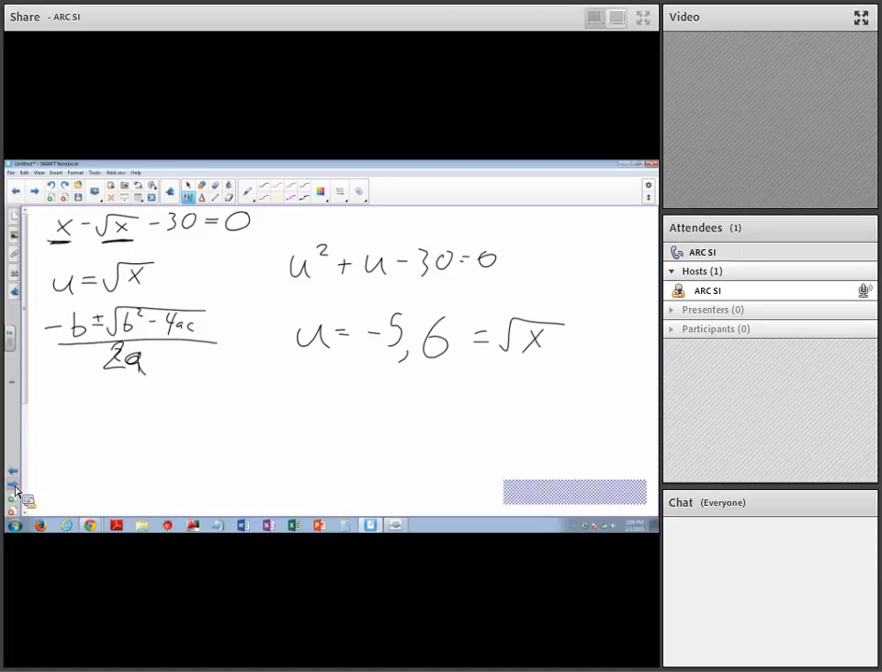So square root of x equals 6, so I have to square it to get rid of the root. You square 6 and you get x equals 36, which is the answer you had before. Okay. That's funny, you have this other answer here. What's up with that one?